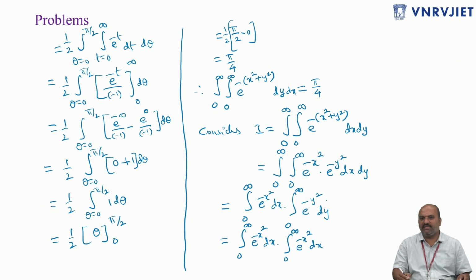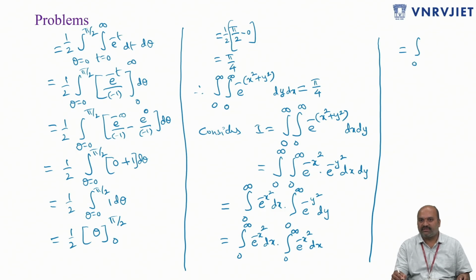Now the product of these two integrals can be written as integral 0 to infinity e to the power of minus x square dx whole square. What is actually this I value? I is integral 0 to infinity e power minus of x square plus y square into dx dy. Let us take it as equation number 1.